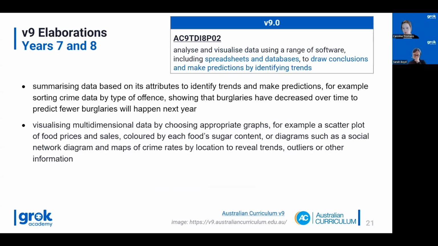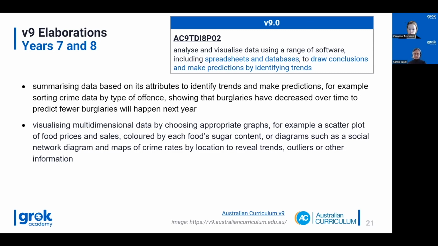All right, this is our next content descriptor and the elaborations related to this. Summarising data based on its attributes to identify trends and make predictions. For example, sorting crime data by type of offence, showing that burglaries have decreased over time to predict fewer burglaries will happen next year. So this is using some of the tools students might learn in spreadsheets. For example, they might create a graph and show how a trend line might demonstrate burglaries going up or down depending on certain data they have. And this is a way that students can visualize data using the software that they have been taught, be it spreadsheets, and then using that to make predictions.